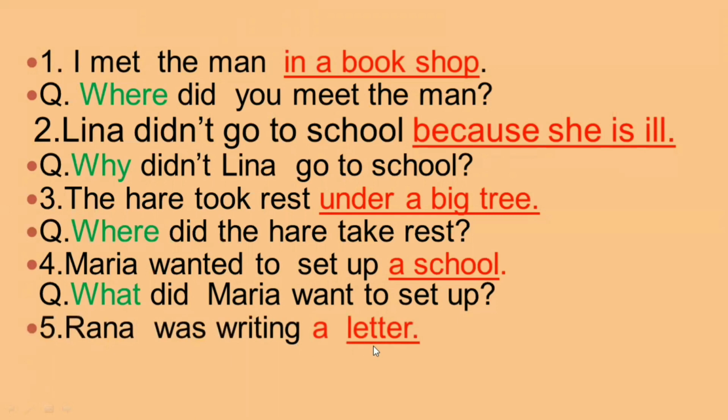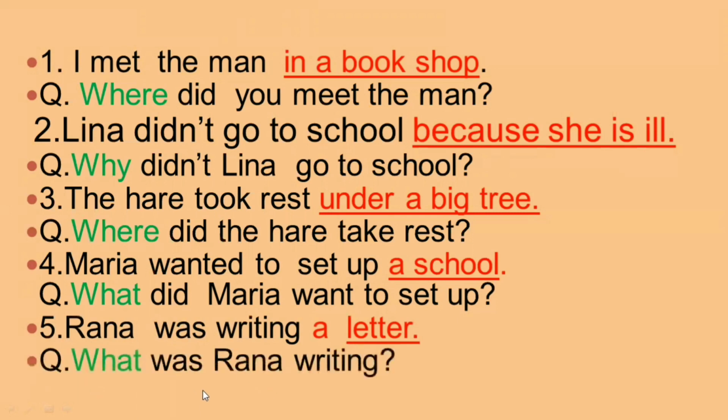Rana was writing a letter. A letter is the underlined word, so it indicates a thing. So the WH word will be what. So write the word what. Then, here you can see the auxiliary verb was. So what was, then Rana, then writing. What was Rana writing? Then question mark.